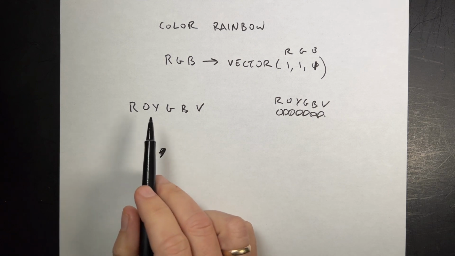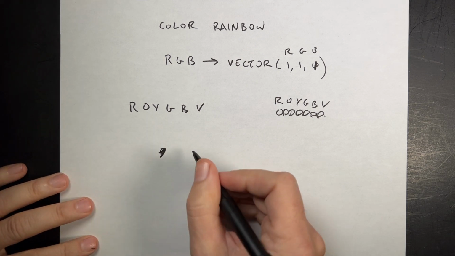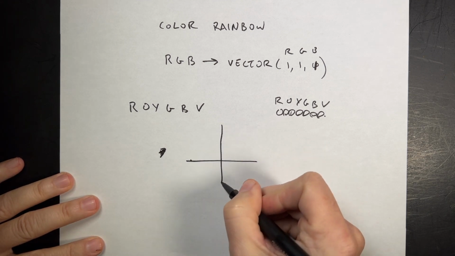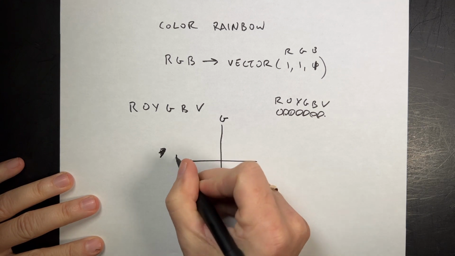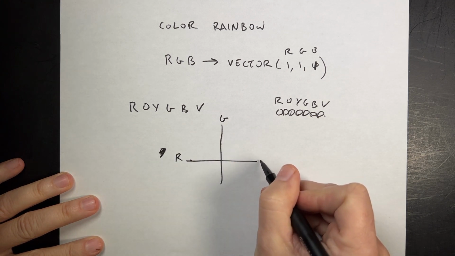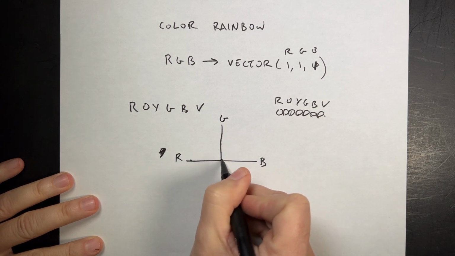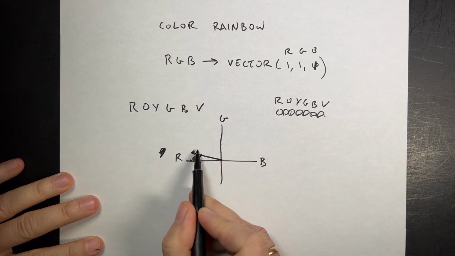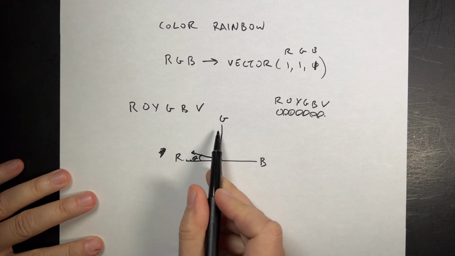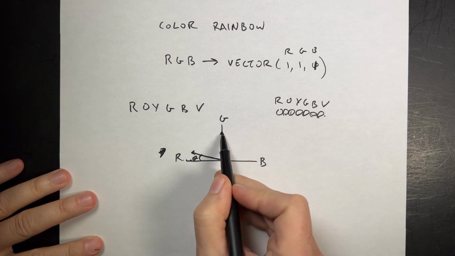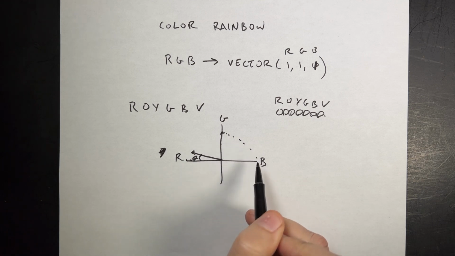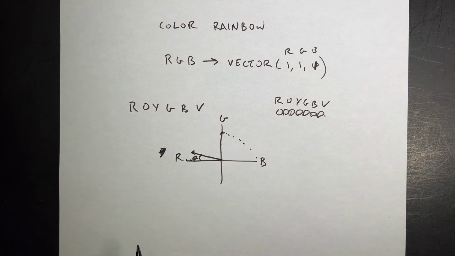So I think this will work. I'm not 100% sure. So the idea is like this. Suppose I have green, red, blue. If I have a vector at some angle theta, as theta increases, it will become less red and more green. And then once it gets up here, it'll go from green to blue as I rotate this vector through that space. And that's what I'm going to do.